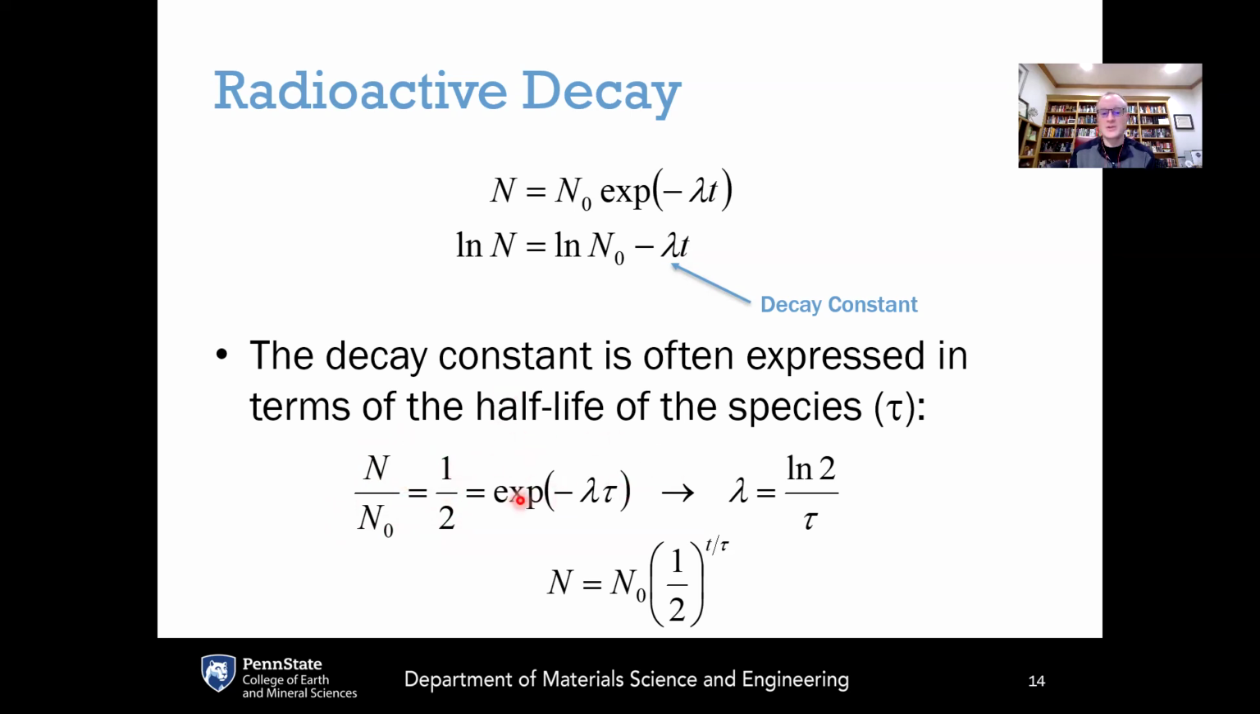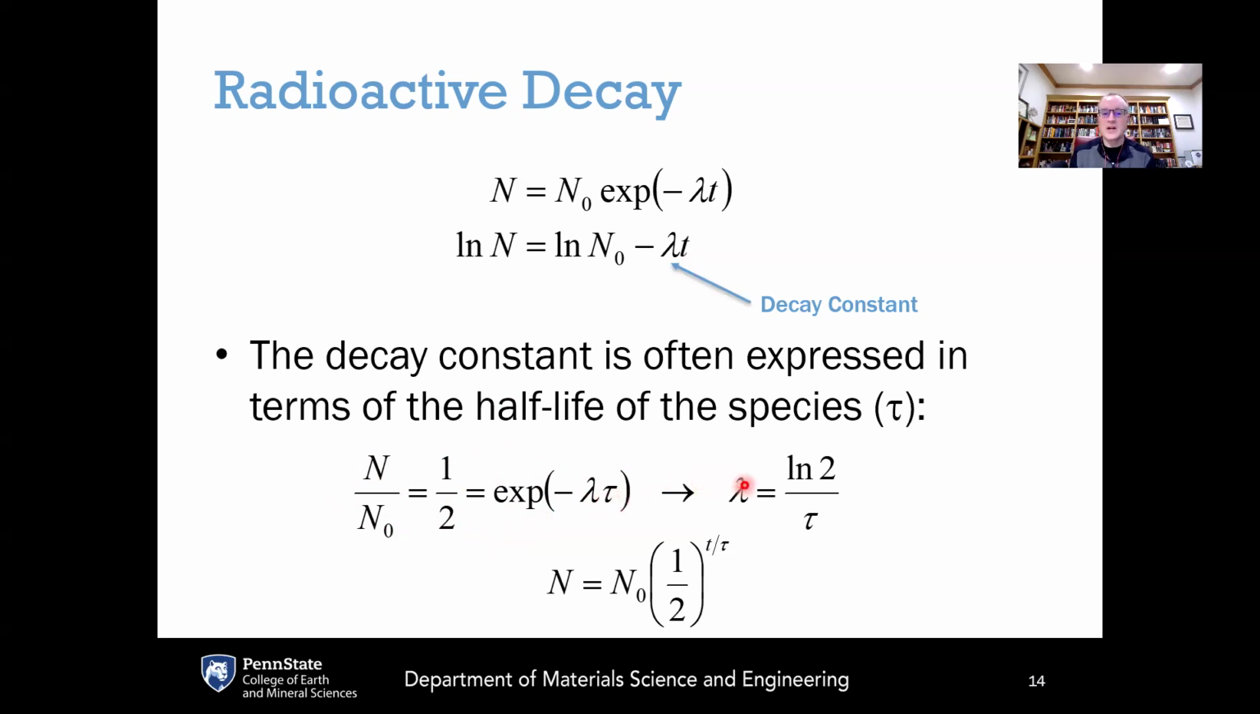We set this equal to our exponential decay function at the time equal to the half-life tau. So it's e to the minus lambda times tau, because we are at the specific time where the remaining concentration is 1/2 of the initial concentration.